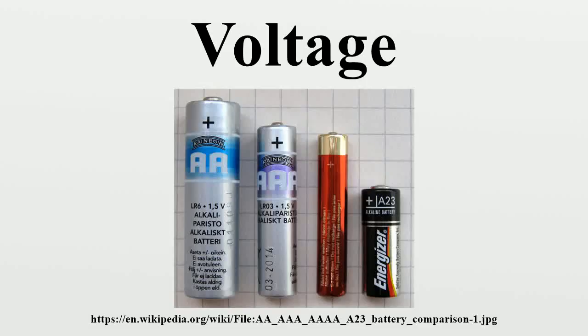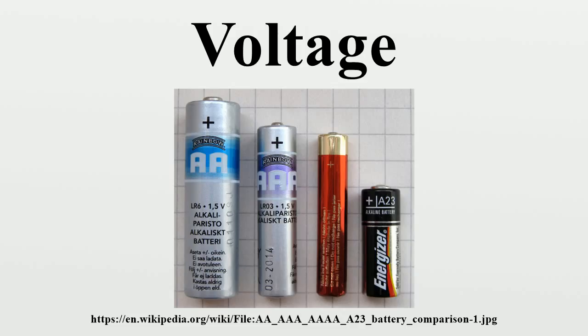Voltage, or electric potential difference, also called electric pressure or electric tension, is the difference in electric potential energy between 2 points per unit electric charge. The voltage between 2 points is equal to the work done per unit of charge against a static electric field to move the charge between 2 points, and is measured in units of volts.